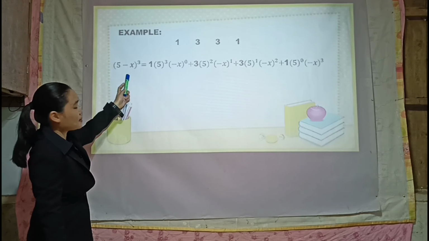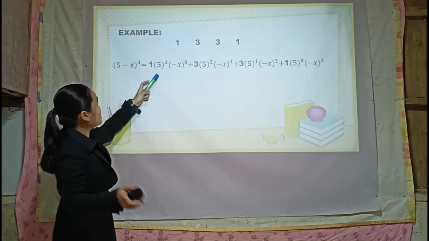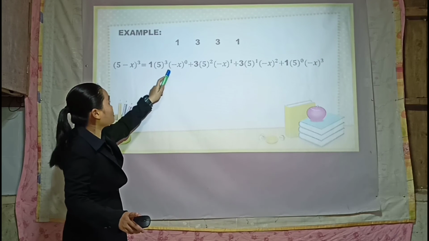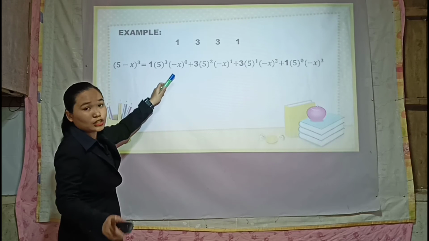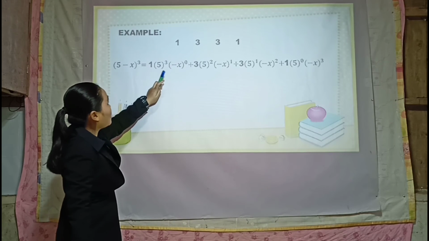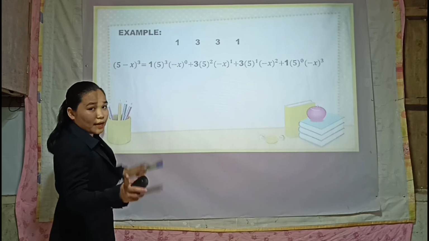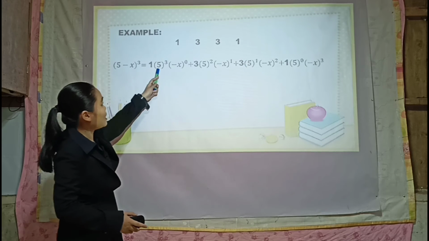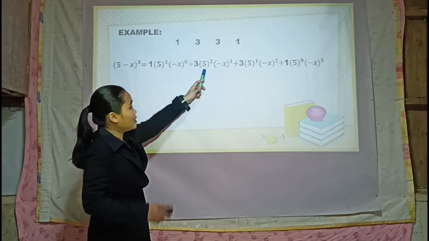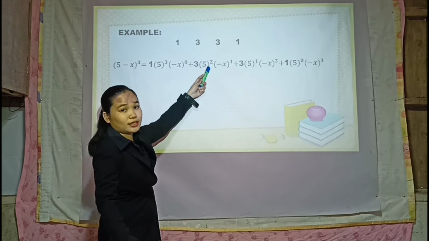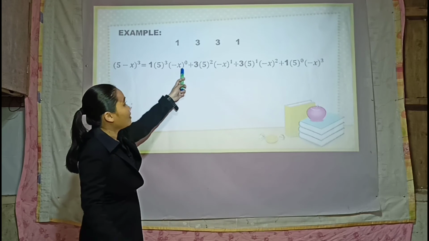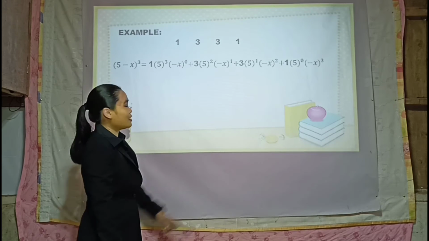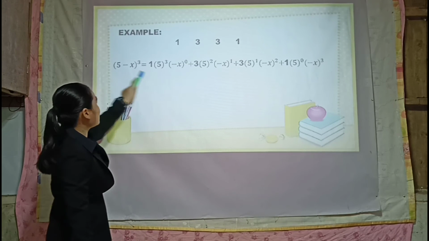So, as you notice, the pattern is used in this example. The n is 3, so the sum of each exponent in each term is also 3. And the exponent of a decreases and the exponent of b increases. So from 3, in the next term, it becomes 2 because it decreases. From 0, in the next term, it increases, so it becomes 1, and so on. So let's simplify this answer.